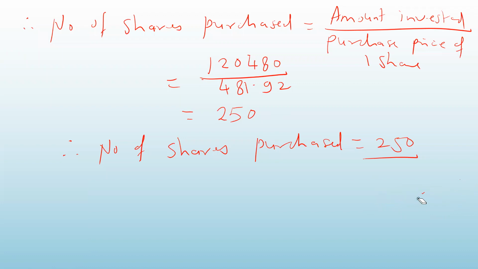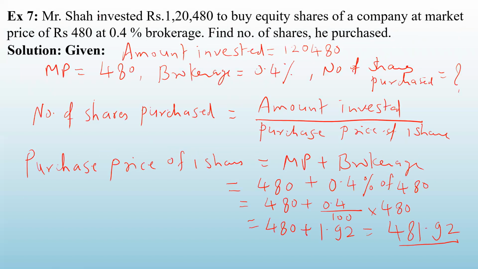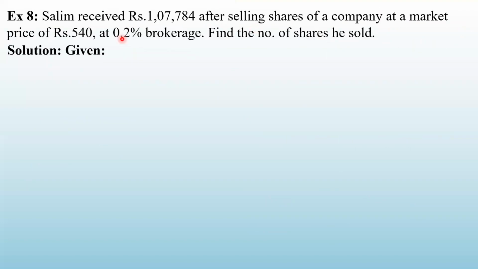So here we are getting number of shares as 250. Let us see the next one. In the previous problem, the amount was invested, correct? And so we calculated the number of shares purchased. When the amount is invested, you purchase the shares. In the next problem, the amount is received. When you receive the amount, you have sold the shares, correct? So in this problem, we will calculate the number of shares sold. Let us read the question.